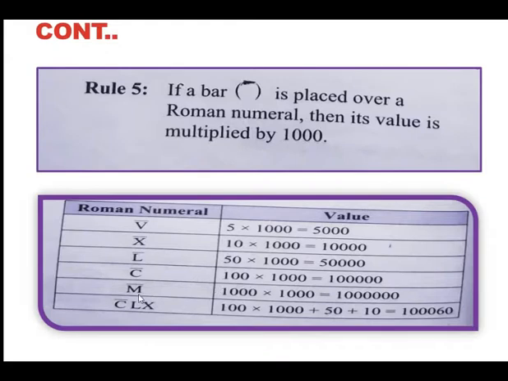Same way, any of the numbers, for example M is value 1000 and a bar is placed over it, means 1000 multiplied by 1000, and we will get 10 lakhs. In this way, we can write the Roman numerals. Large Roman numerals can be written using this bar option.